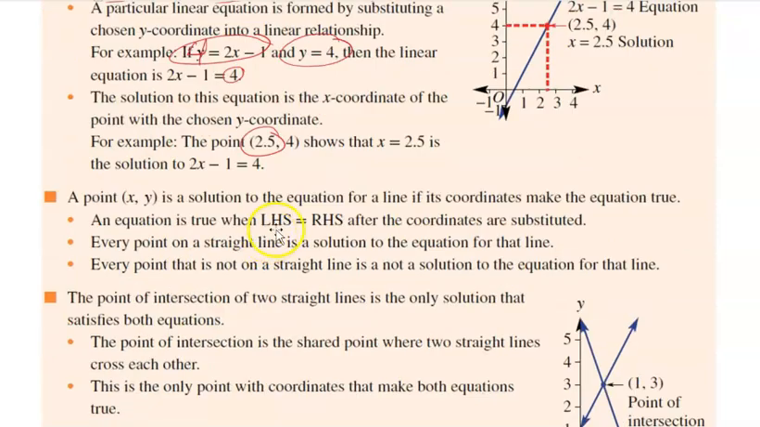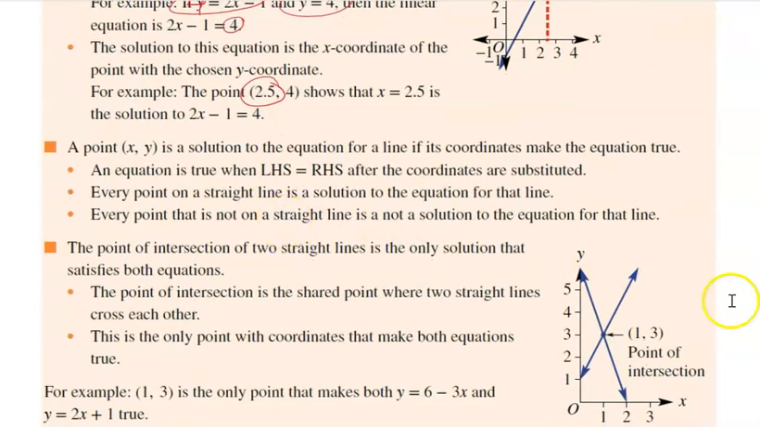Point xy is a solution to the equation if its coordinates make the equation true. So when you plug in the info and you get the right answer, left-hand side equals right-hand side, then those points are on the line. Every point on a straight line is a solution to the equation for that line. Any point that's not on that straight line will not be equal. If it's out here or out here, they're not solutions for that, and they won't add up to be equal on both sides.